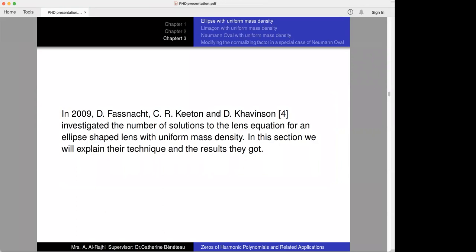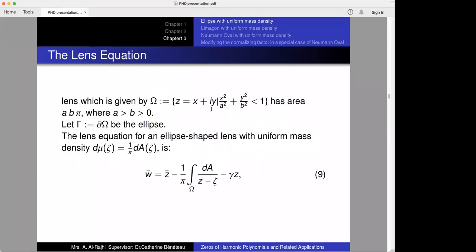Now we will see how this is related to the gravitational lensing problem. In 2009, this mathematician investigated the number of solutions to the lens equation for an ellipse-shaped lens with uniform mass density. If we consider our lens, which is the ellipse given by this omega, it has an area ab.